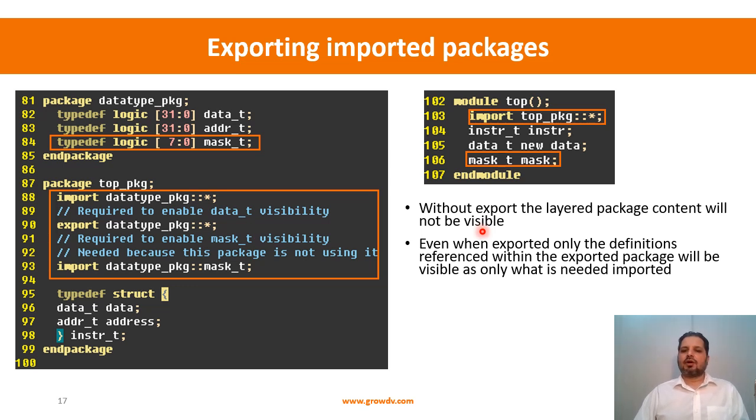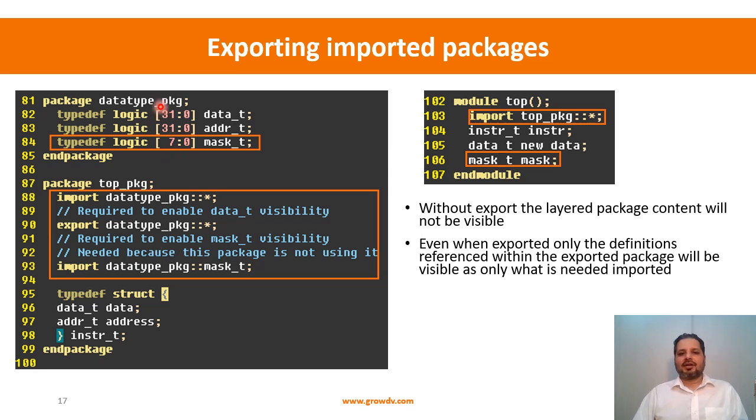Now in this case what will happen is the mask_t will say undefined type. Okay, that is because if you just import a package, then the content of the data type package will be visible within this top package. For example, here I am able to use data_t which belongs to this data type package. I am able to use address_t which belongs to this particular package. I could have used mask_t also. I have not used it incidentally, but I could have used it over here as well. So, but it will be visible.